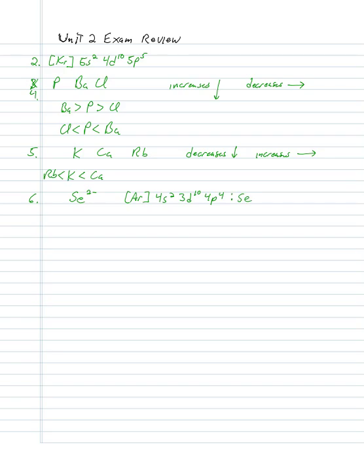Okay, so that's selenium, but now I have a 2- charge. What am I doing to that configuration? Adding 2 electrons, and they're going to go on that highest level. So not 4p4, but 4p6. So we have argon, 4s2, 3d10, 4p6, and that answer would be D. So you've got to make sure that you're not just doing the atom, but the ion, when it's asking for an ion.